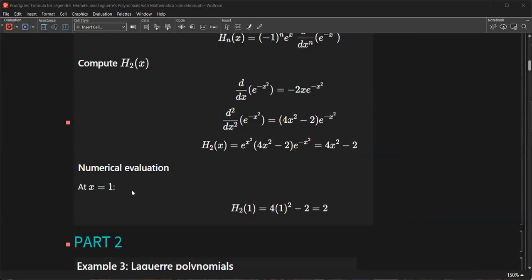Now we have the numerical evaluation at x equal to 1. The Hermite polynomial here, by substitution, is 4 times 1 squared minus 2, so that's equal to 2.